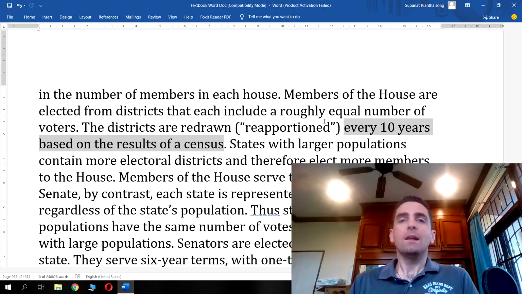So maybe in a 10-year period, the population of a certain state decreases. Well, that'll be reflected then in the number of seats they receive in the House of Representatives.